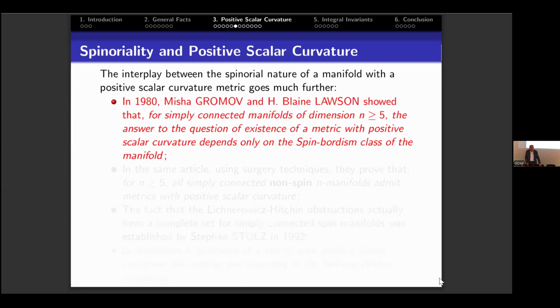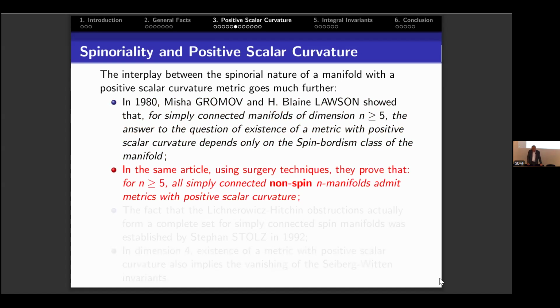This looks anecdotal, but it is not anecdotal at all. Actually, in 1980, sometime after the previous one in 1963, there was work by Gromov and Lawson. They showed that if you take simply connected manifolds of dimension at least 5, the answer to the question of existence of a metric with positive scalar curvature depends only on the spin cobordism class of the manifold. So a purely topological condition on the manifold determines whether there exists a metric with positive scalar curvature.